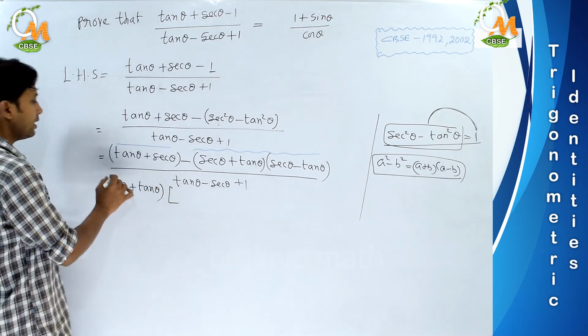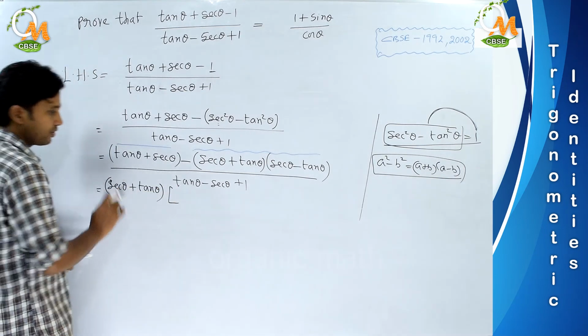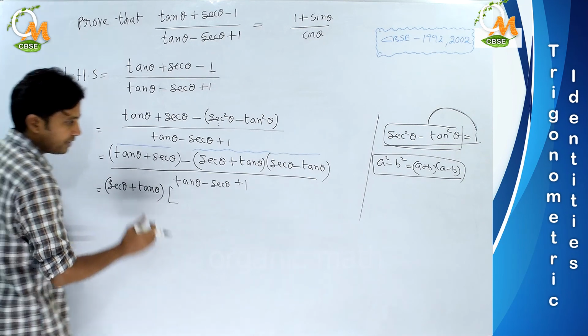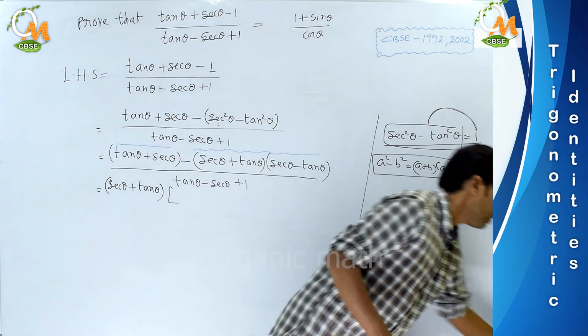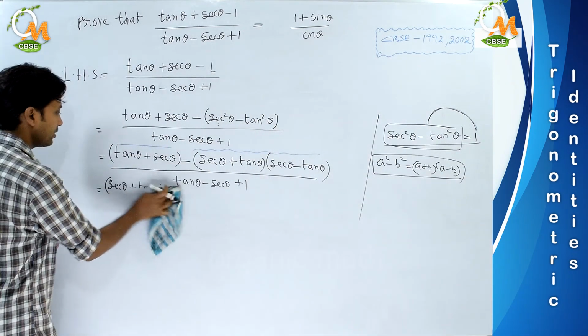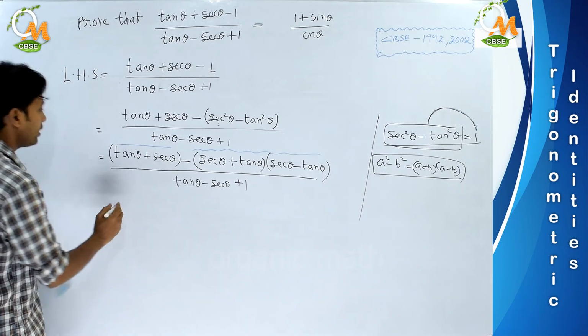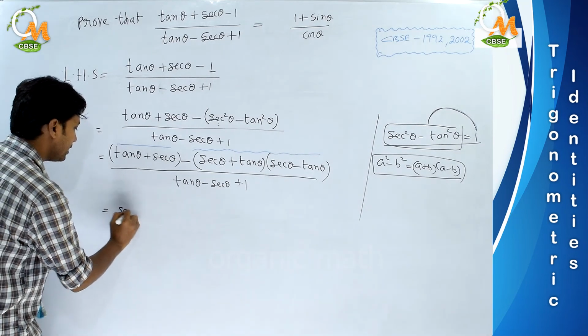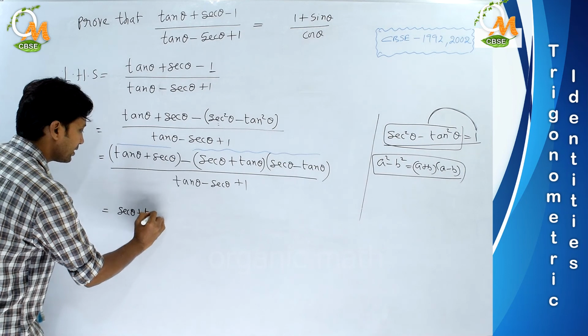So I just need to write downside because space is insufficient. Let me rub this once. Okay, just for a moment. Okay, now I took common secant theta plus tan theta, right?